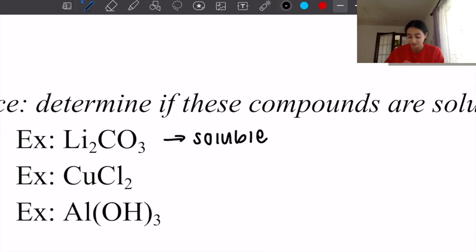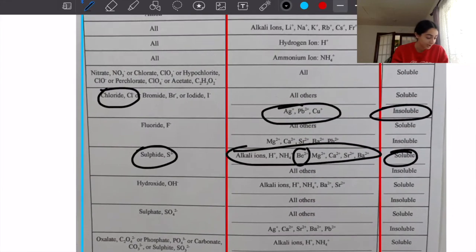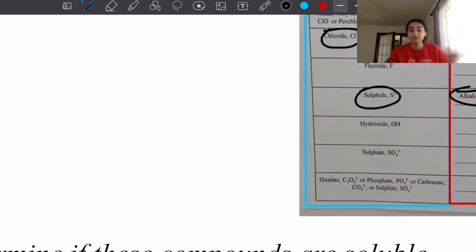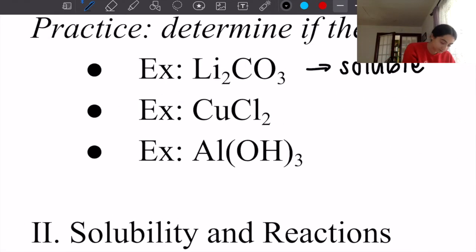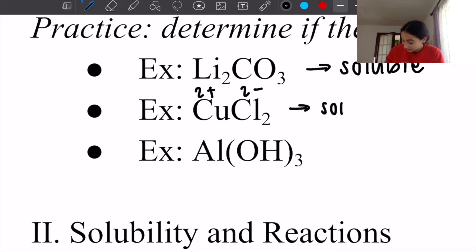So just be careful on the charge of the multivalent metals. And this is a perfect example. In chloride, Cu plus is insoluble, but Cu2 plus is soluble. And we know that in this compound, we are using Cu2 plus because there are two chloride ions, so the charge is going to be 2 minus, and then the Cu charge will be 2 plus because there's only one of them. So then that means this compound will also be soluble.